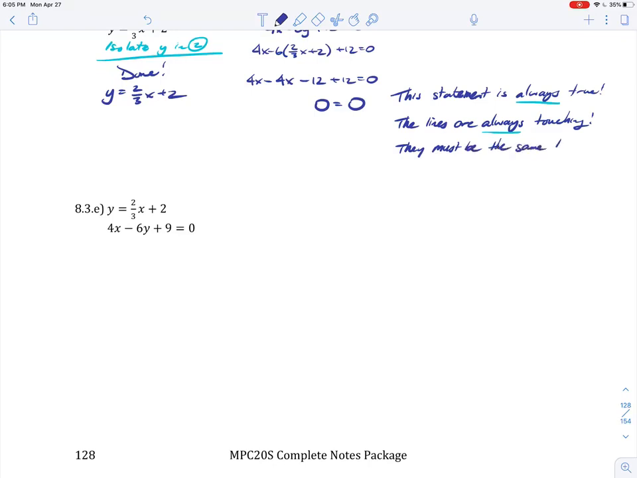Well, if they're always touching, they must be the same line. Therefore, there's more than one solution. I would say there's infinitely many. Crazy. Whoa! I was actually gonna say whoa, but then you wrote it, so now I just read it.